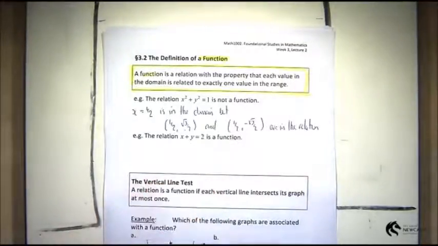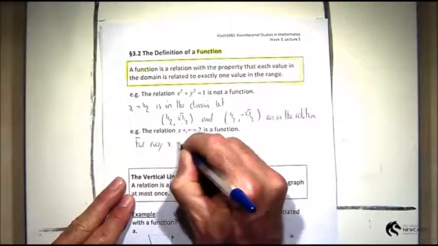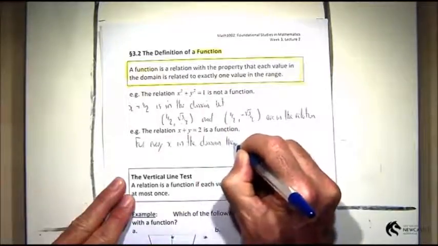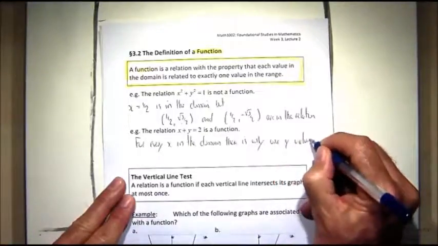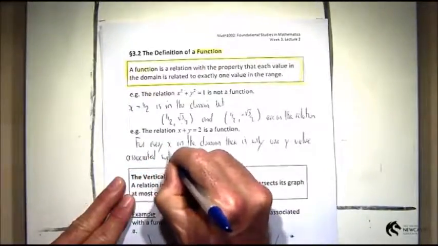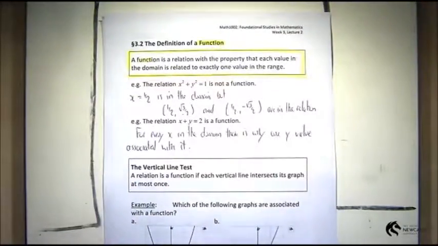Whereas in this particular relation, no matter which x value I choose, I only ever have one y value associated with it. So this one is a function. For every x in the domain, there is only one y value associated with it. So that's our key idea.